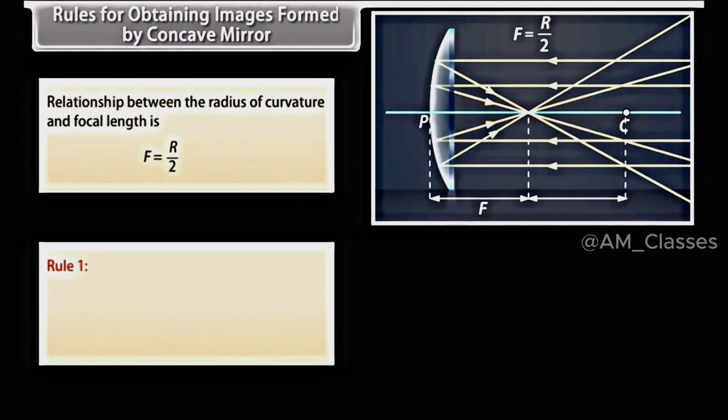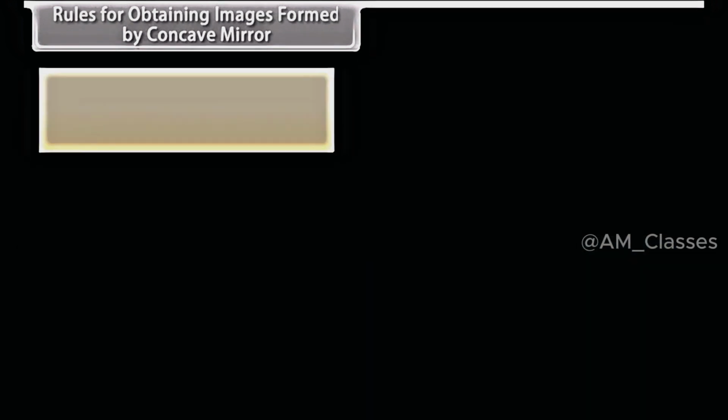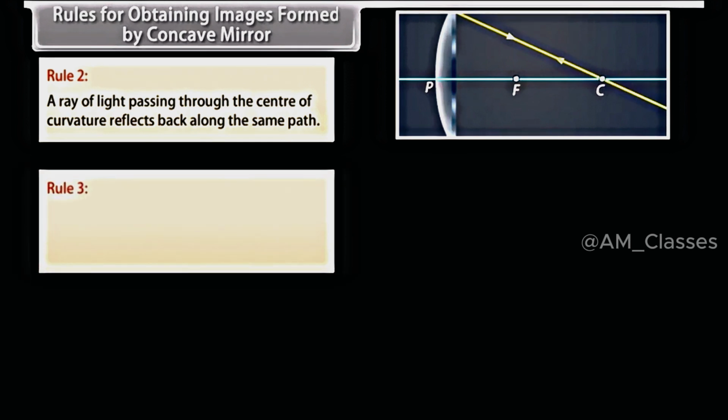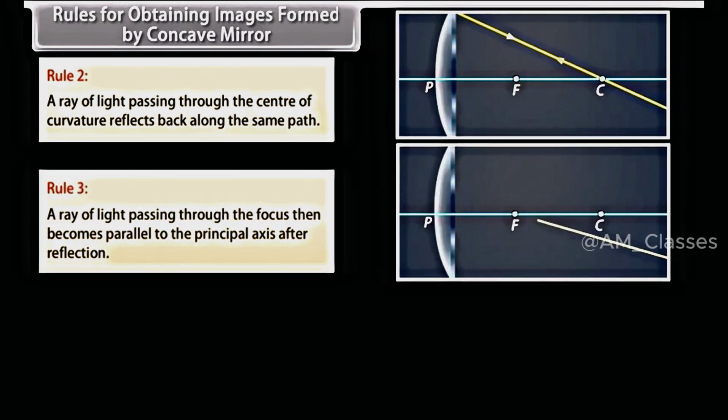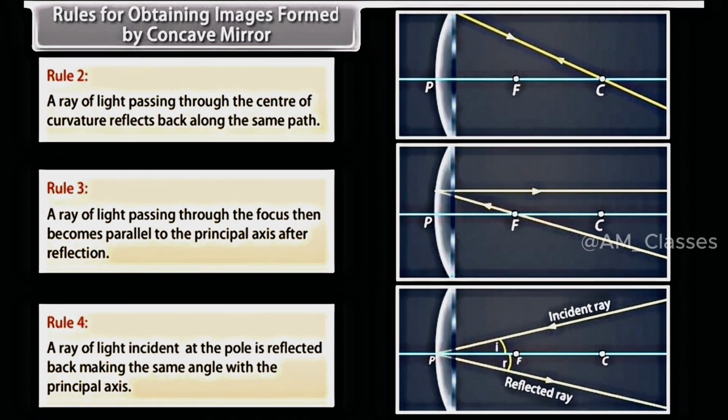Rule 1. A ray of light which is parallel to the principal axis passes through its focus after reflection from the mirror. Rule 2. A ray of light passing through the center of curvature reflects back along the same path. Rule 3. A ray of light passing through the focus becomes parallel to the principal axis after reflection. Rule 4. A ray of light incident at the pole is reflected back making the same angle with the principal axis.